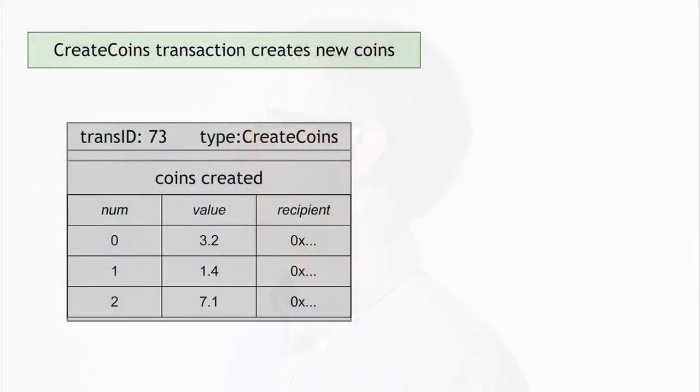All right. So in Scrooge coin, there are two kinds of transactions. The first kind is a create coins transaction, and what it does is create new coins. That's like the operation Goofy could do in Goofy coin that makes a new coin. But here, we're going to allow multiple coins to be created in one transaction. So here's what a create coins transaction looks like. It has transaction ID number 73, let's say in this case.